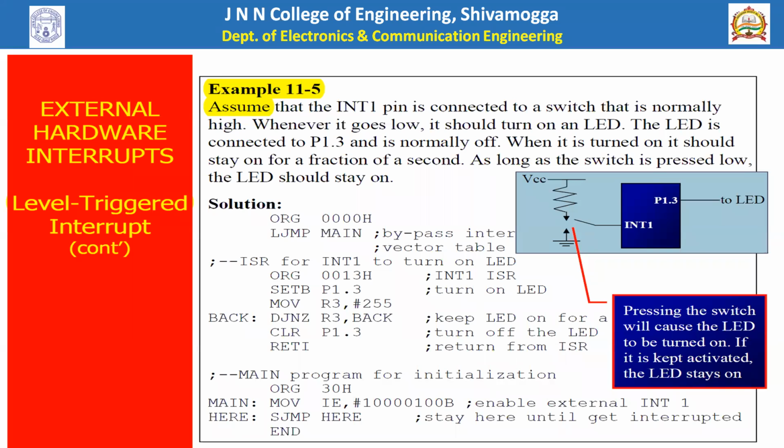Pressing the switch will cause the LED to be turned on. Upon activation, it stays on. So in the main program, we are just enabling the interrupt. When you press the switch, what happens? The LED will turn on, and you are handling it in the interrupt service subroutine. Simple program.